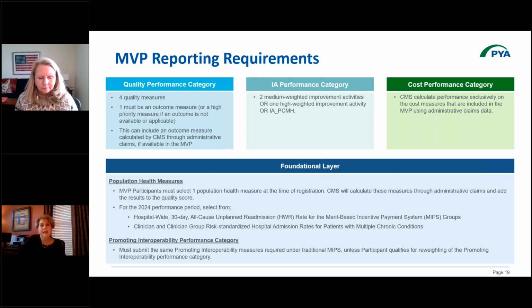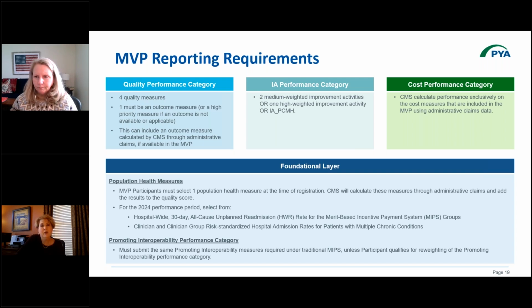No real changes here from prior years, but I just wanted to remind everybody, each MVP has a foundational layer that is a population health measure. Recall that you have to sign up for one of those, whichever one you want to be scored on when you register. And then there are also 2 additional measures, and you would choose between the hospital-wide 30-day all-cause unplanned readmission measure or the risk standardization hospital admission rates for multiple chronic conditions. So you would choose when you register which one is applicable for you. And then we'll look at the promoting interoperability in just a moment, but that would apply to all of the MVPs.